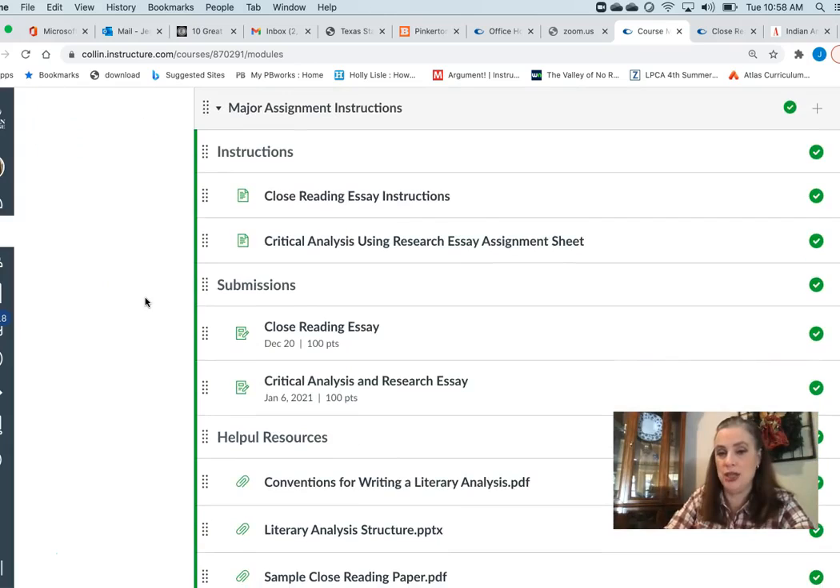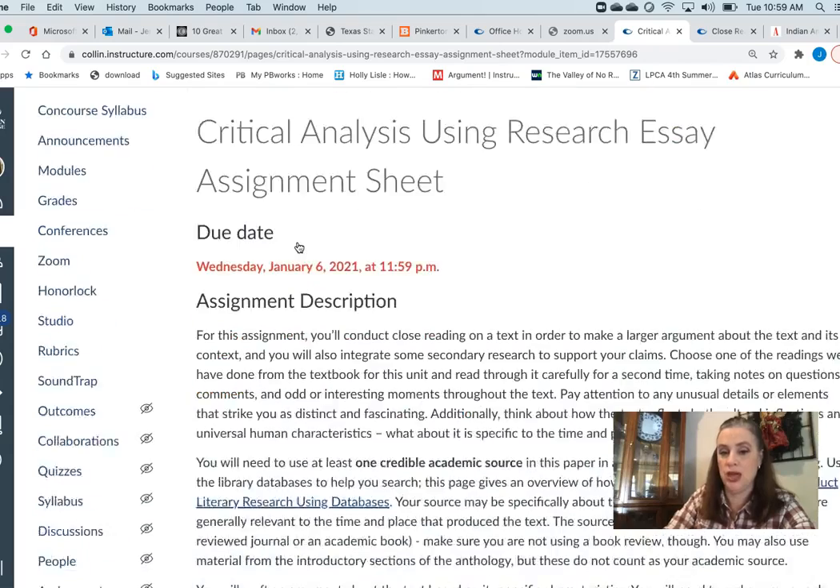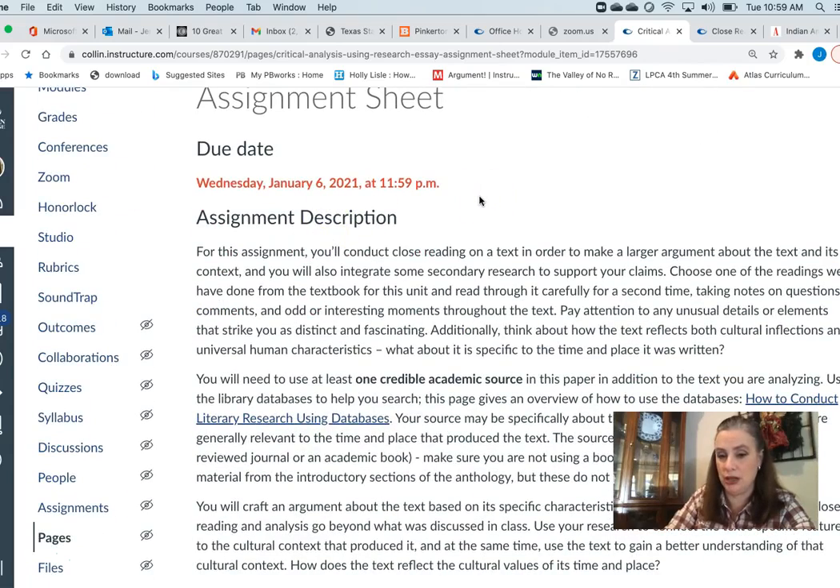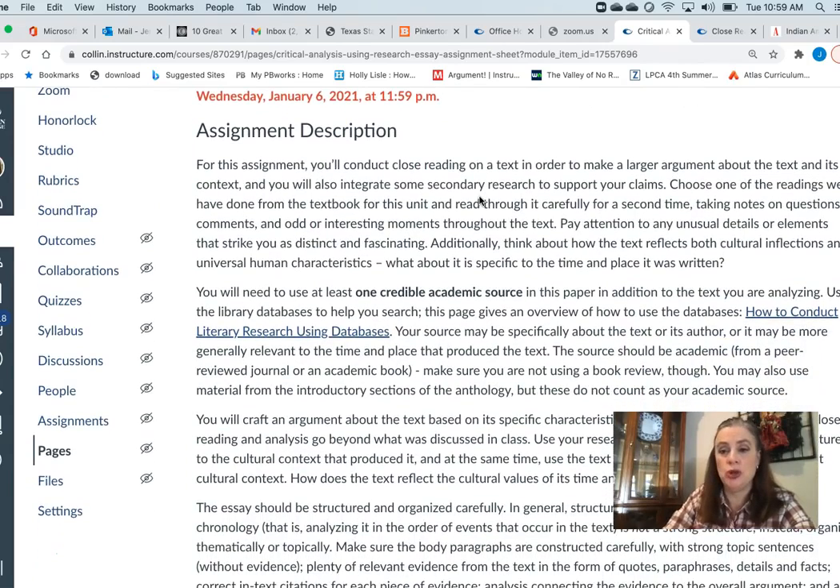Okay, major assignment instructions. The second essay is a critical analysis using research. It is due Wednesday, January 6th at 11:59. You can choose one of the readings that we've done from the textbook for this unit. I highly, highly recommend you go back to one of your discussion posts and use that to build your essay off of. You will already have done some thinking about it, and you can definitely expand. You can also see what people commented or what I commented, because that will help you see alternate interpretations and also places where you may need to bolster your argument a little bit more.